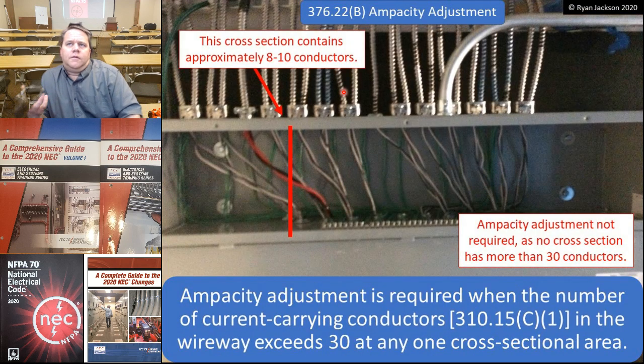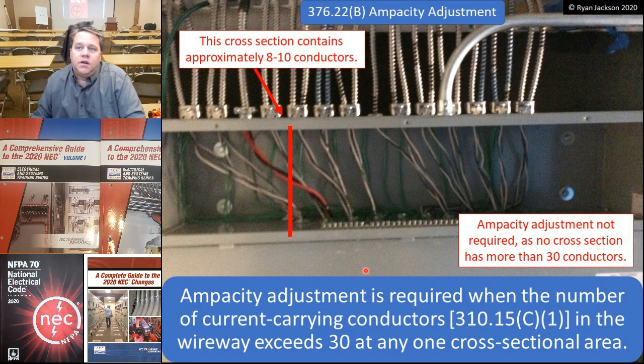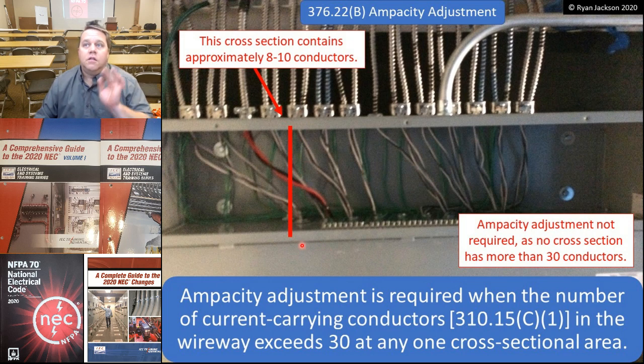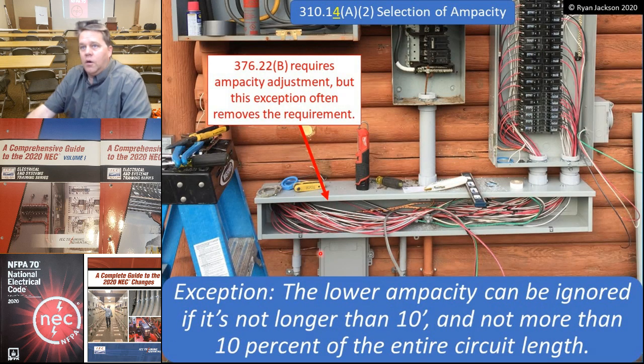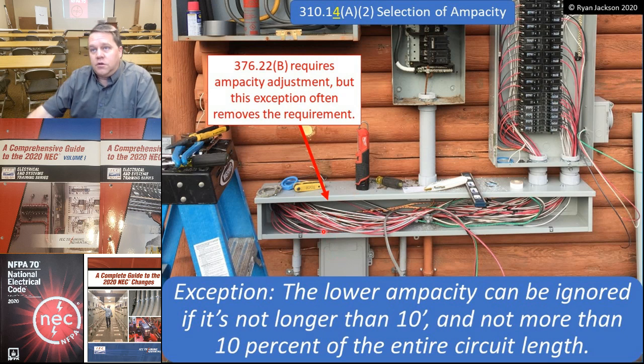There's a similar requirement for wireways. So here I have a metal wireway. If I go to 376.22(B), I find that ampacity adjustment is required if the number of current-carrying conductors exceeds 30 at one cross-sectional area. Now, a cross-sectional area is represented by this red line. This wireway potentially has more than 30 current-carrying conductors, but not at any given cross-section. So it only applies at one cross-section. Now, if we look at this wireway, we can see that we do have more than 30 current-carrying conductors, or at least it appears so, at one cross-section.